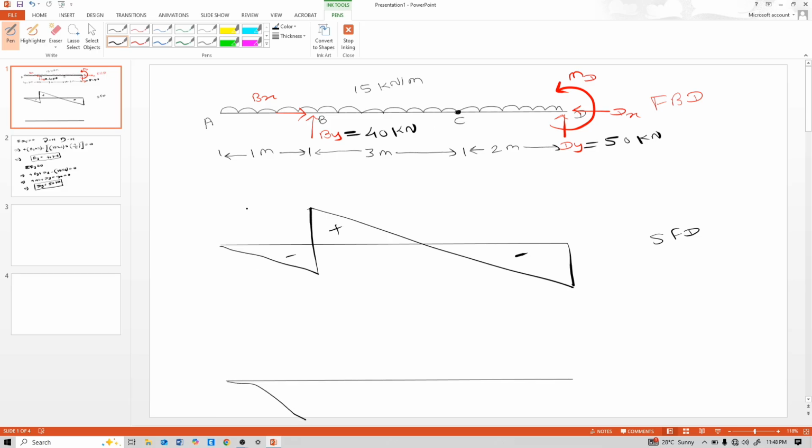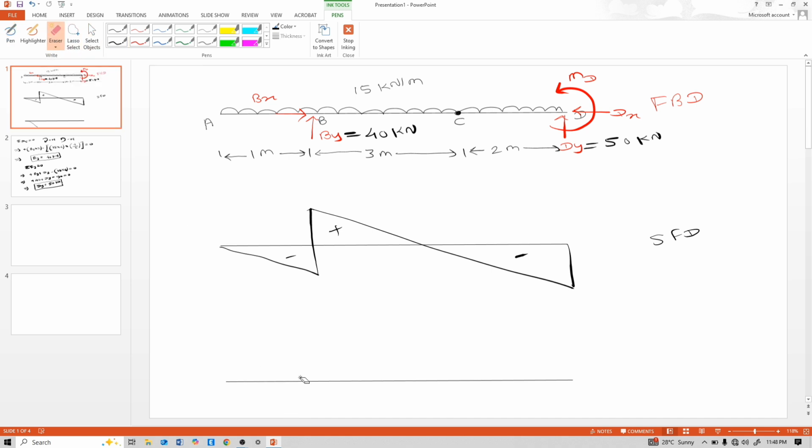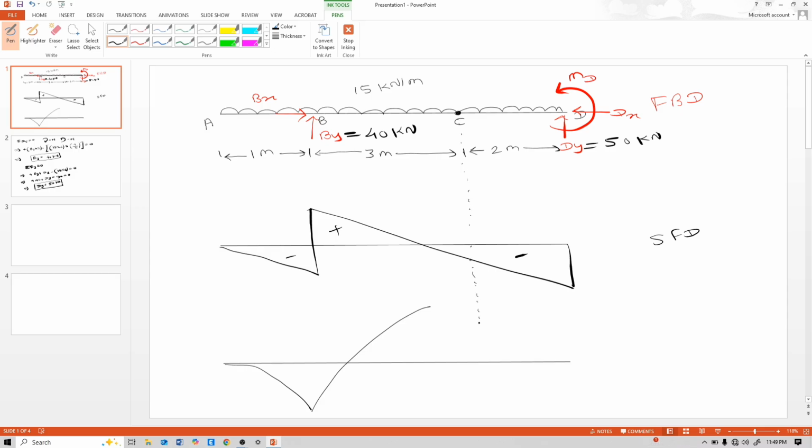Hogging, hogging, then a parabolic curve, then at this point, at the hinge, moment is 0, remember, 0. This is like this.